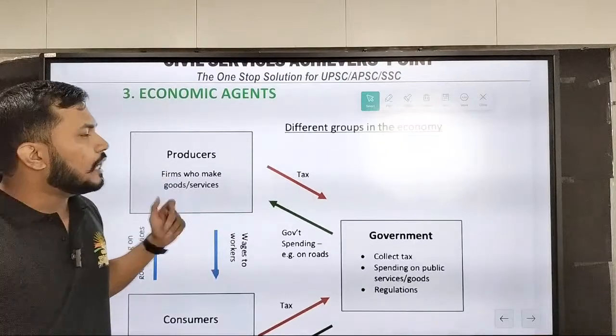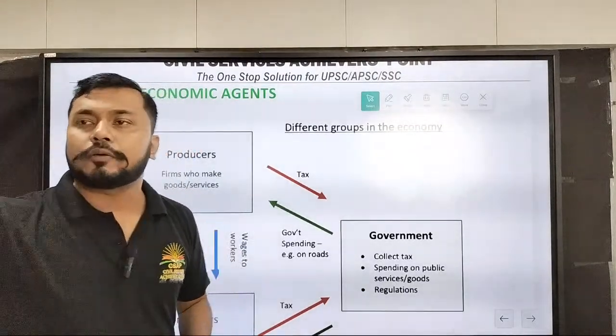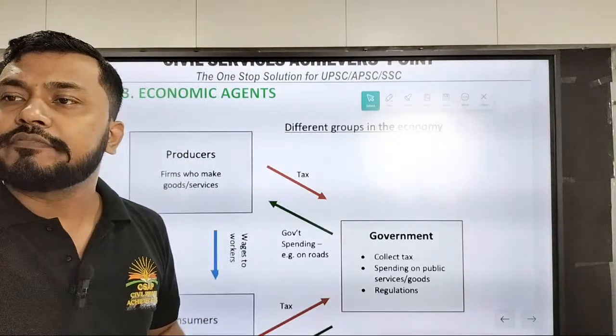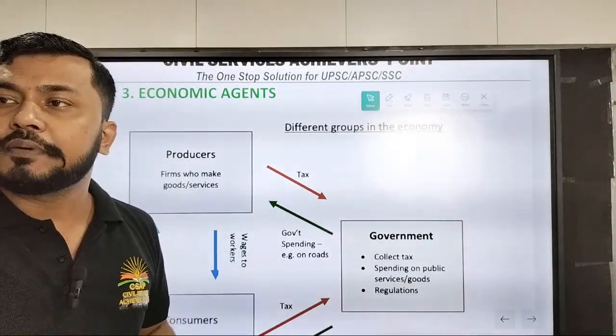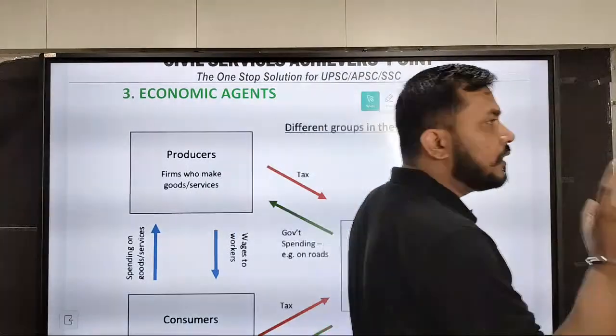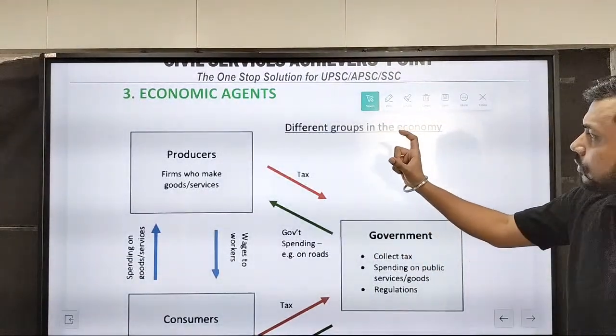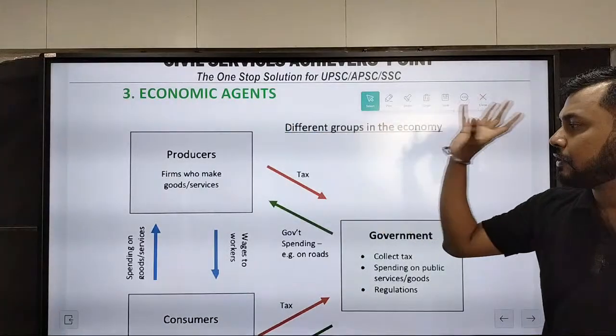Okay, now coming to some of the economic agents. There are various forms of economic agents which are very much important for the economy, and these are grouped under various stages of the economy.